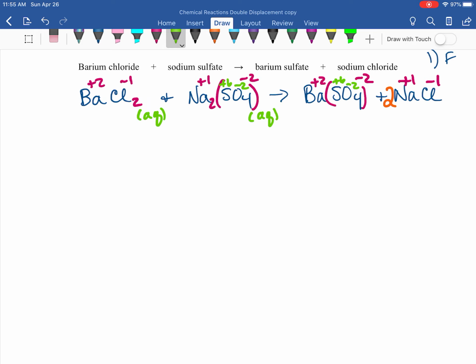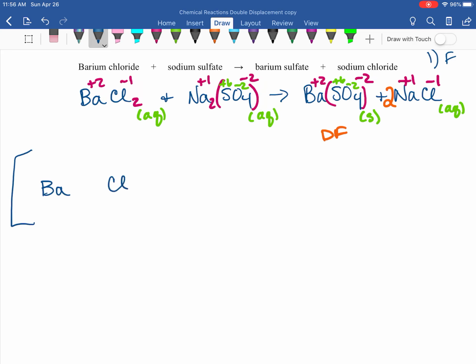Barium, and I look over at chloride and I see that it is aqueous. Sodium sulfate, I see that that is aqueous. Barium sulfate, let's double check. That is a solid. And our sodium chloride, aqueous. Did we not just spot our driving force? We did. That barium sulfate is going to be our driving force.